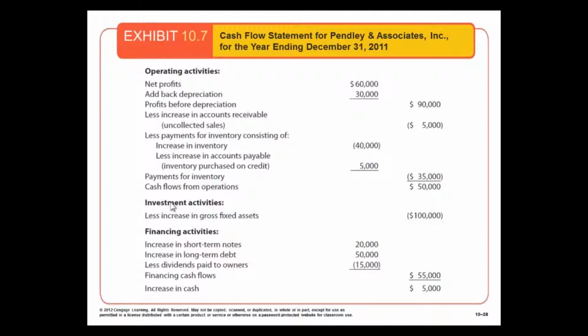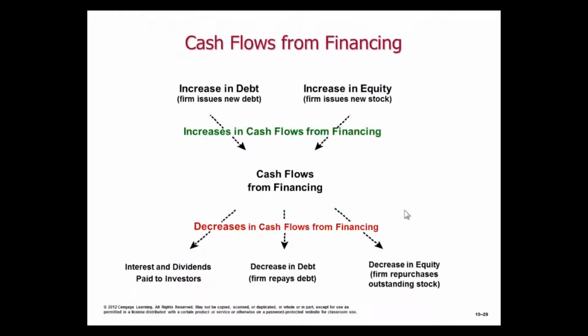So then we see that if I go through this cash flow statement for Penley and Associates, I start out with the net profits of $60,000, and I add back in depreciation. So I kind of go through this process here of looking at what's happening to my cash, adding and subtracting the various components, and I come up with a conclusion here that says I'm going to have an increase in cash of $5,000, and there's probably a good chance I will not have to invest money at that time.